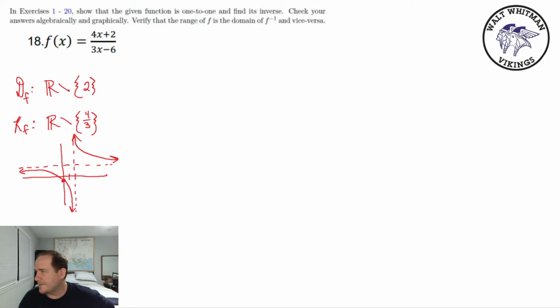And we'll find our inverse by taking this function and inverting all the variables, right? So we're going to have y equals (4x plus 2) all over (3x minus 6). And when we flip the variables, we would have x equals (4y plus 2) over (3y minus 6).